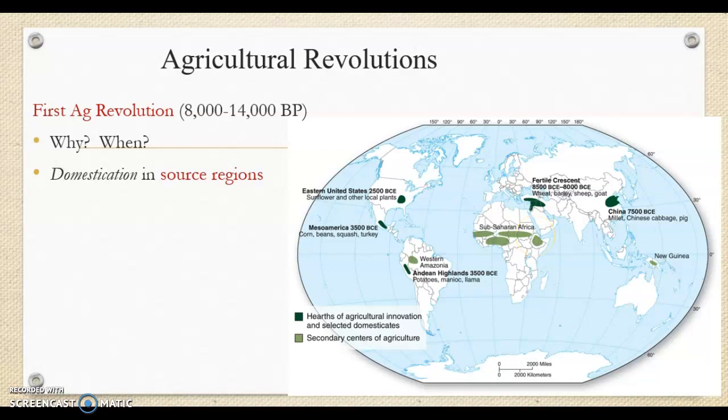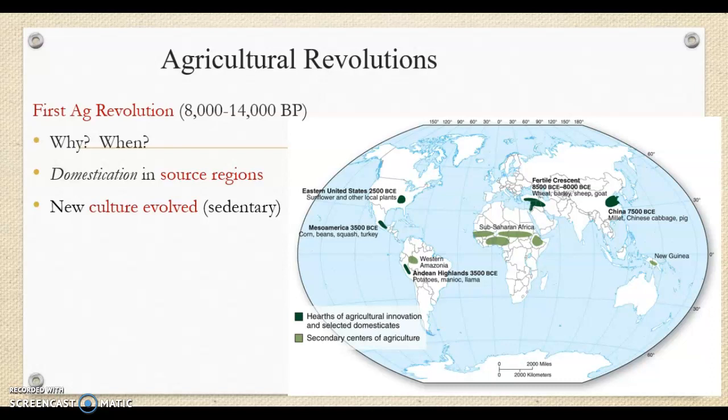Within these different hearths, we found what's called domestication. And domestication refers to the control of the reproduction of a food supply. So in these areas, in places like China, we had millet and pigs. In the Fertile Crescent, we had sheep and goats and wheat. Over in the Americas, we had corn and beans and turkeys. So we started to see the control of the food supply.